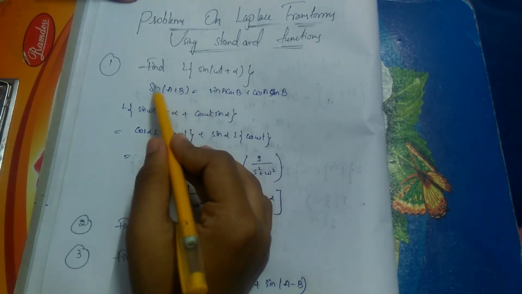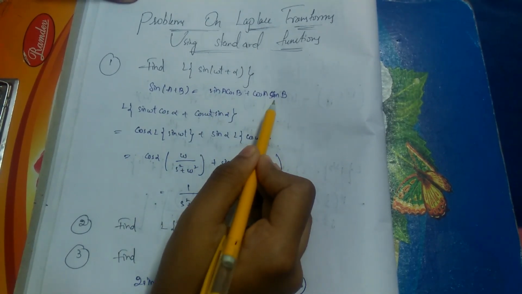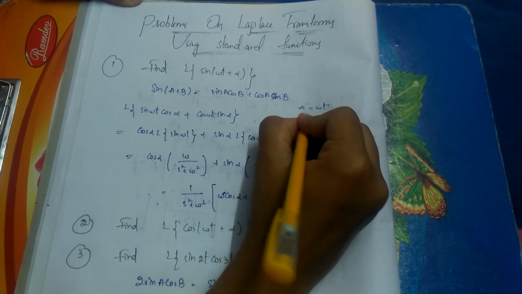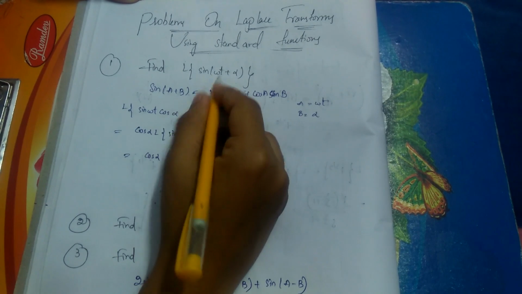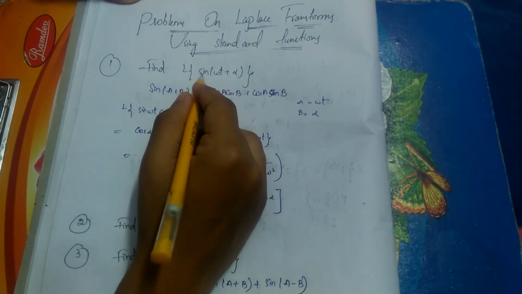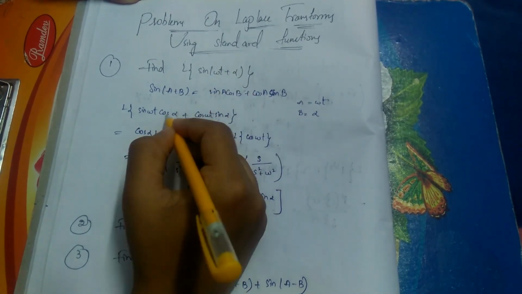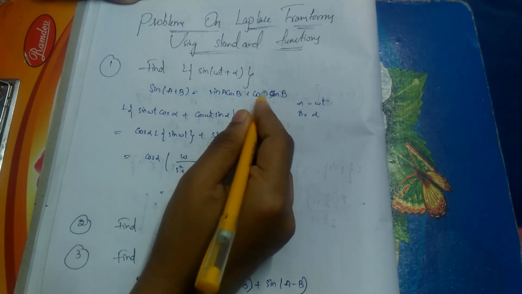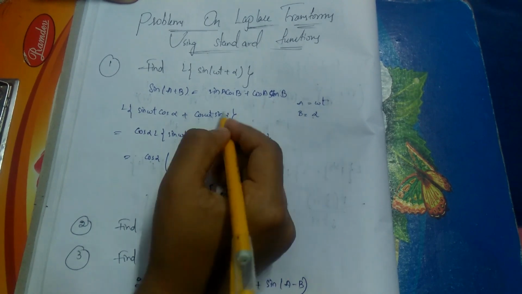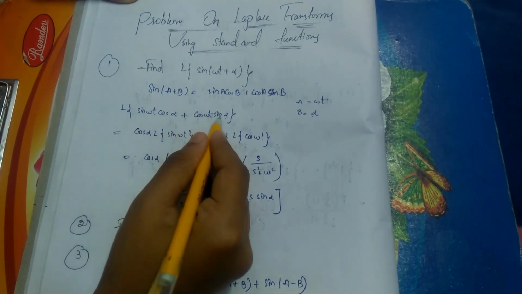By using the formula sine of a plus b, that is sine a cos b plus cos a sine b, here a is nothing but omega t and b is nothing but alpha. So we can write the Laplace transform of sine omega t cos alpha plus cos omega t sine alpha.